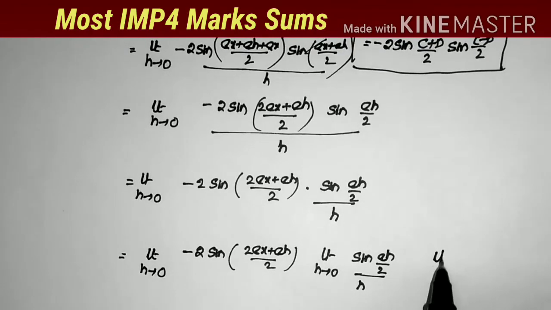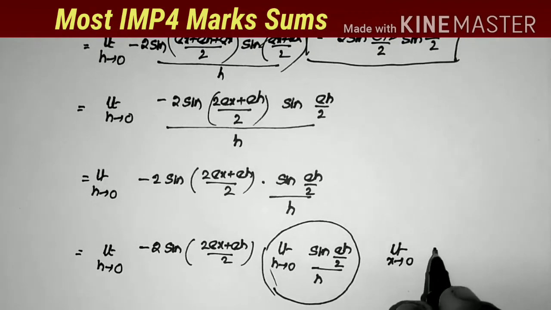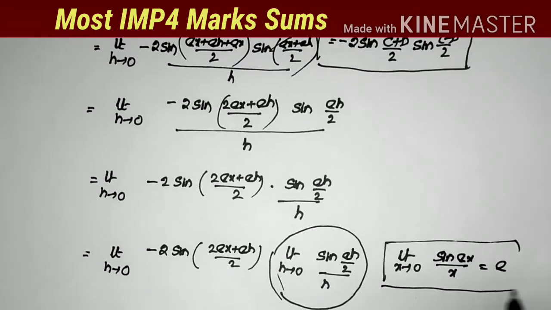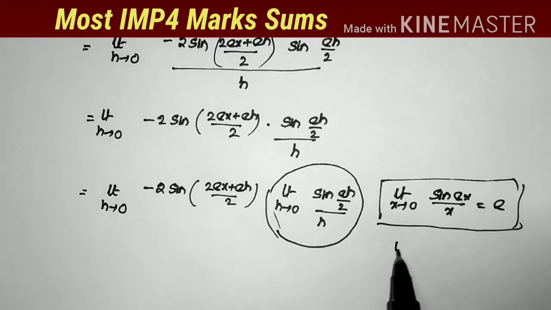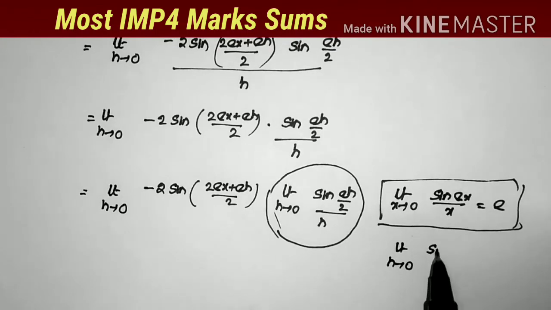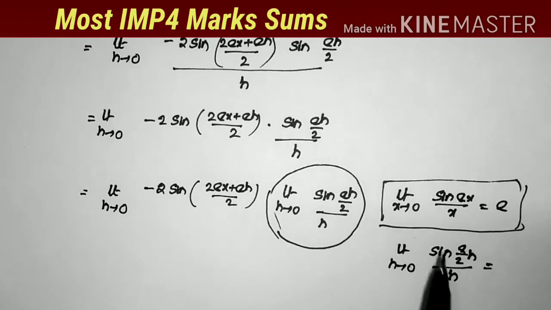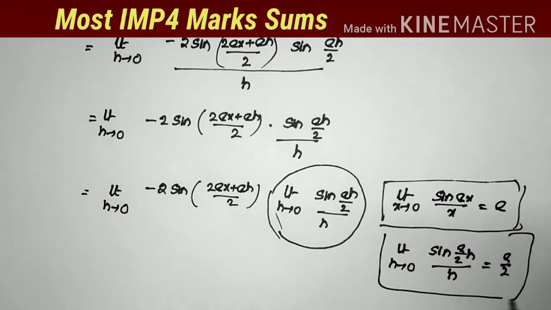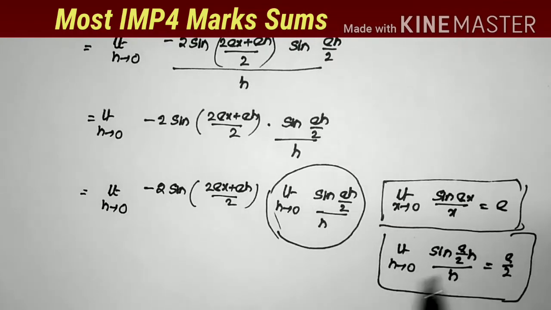And what is the formula for finding the answer of the second part? Limit x tends to 0 of sin ax by x is equal to a. Now what is this answer? Limit h tends to 0 of sin of (a by 2 into h) by h. In place of a here we have a by 2, so the answer is a by 2, by applying this formula.